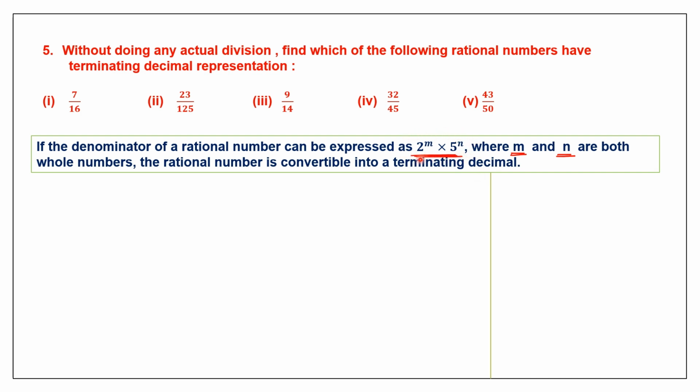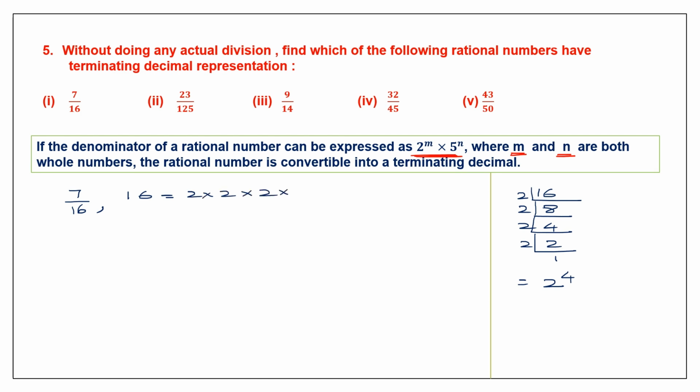So let's take the first question to make it easier for us to understand. So the first question is 7 by 16. Now we are not going to do actual division. Instead, we're going to take the denominator and find the prime factors. So denominator is 16. Let's find the prime factors of 16. Take 2. 2 8s are 16. Then 2 4s are 8. Continue. 2 2s are 4 and 2 1s are 2. So this is 2 to the power of 4. That means 16. The prime factors of 16 are 2 into 2 into 2 into 2, which is equal to 2 to the power of 4.